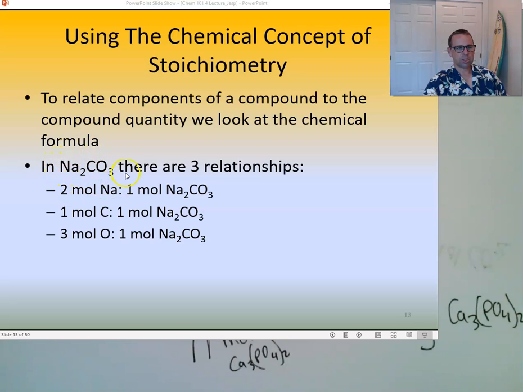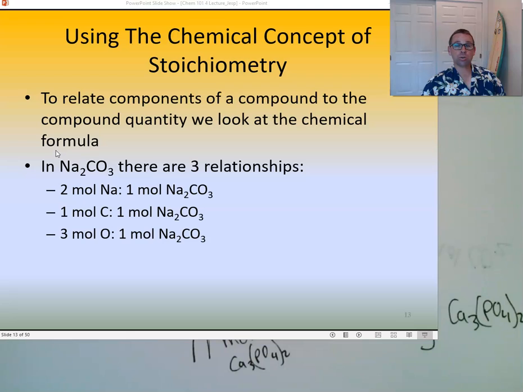What's the name of this compound right here? Sodium. Carbonate. Very good. Carbonate. Exactly. Sodium carbonate. Excellent job.